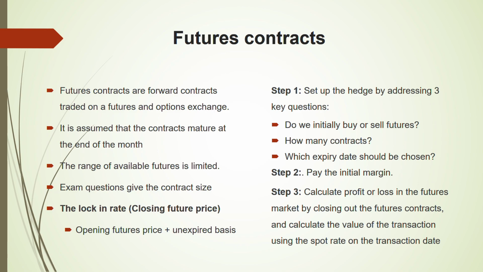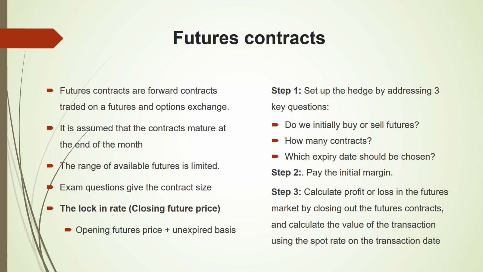If you're buying initially, you sell later. If you sell initially, you buy later. So let's say you're buying initially. That means you have to sell in step 3 to close out the future. So that difference between buying and selling is your profit or loss. If your selling is more than buying, it's a profit. If your selling is less than your buying, it's a loss. Okay, it's easy. Selling has to be more than buying. So that's how you calculate profit or loss in the future. And that's not enough. Calculate the value of the transaction using the spot rate on the transaction date.